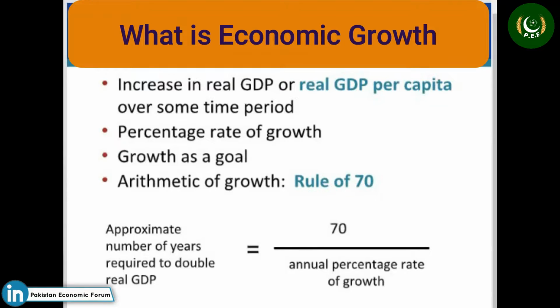Economists define and measure economic growth two different ways. The first is as an increase in real GDP over some time period, and the second is as an increase in real GDP per capita over some time period. It typically is measured as a percentage rate of growth, either on a quarterly or yearly basis.